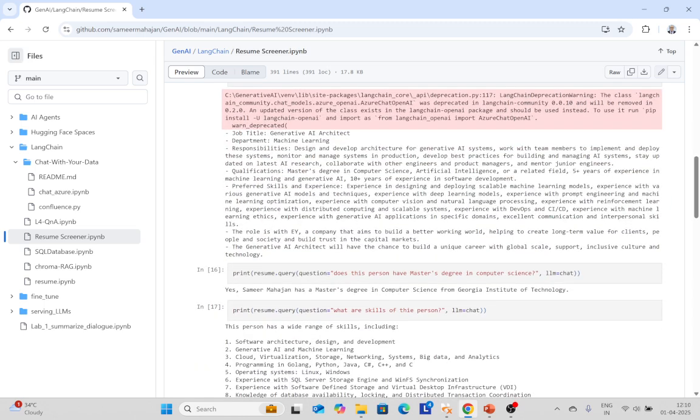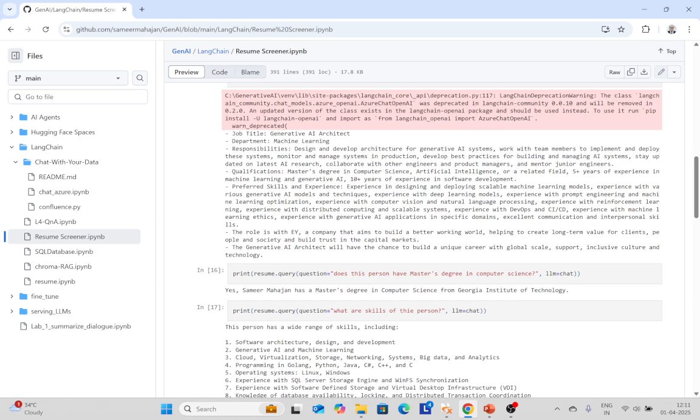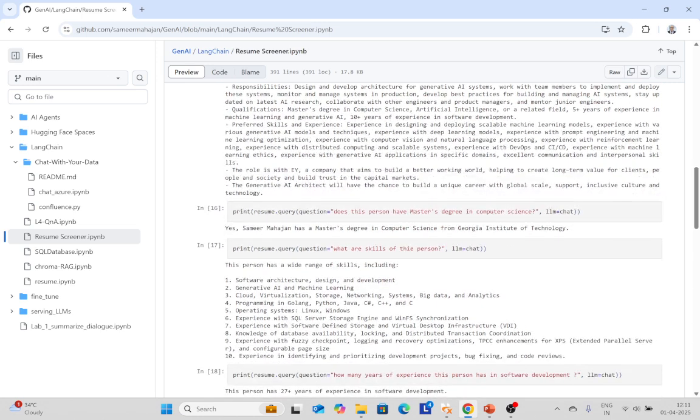Now what do I see from this? Maybe this job needs a master's degree. So a simple thing I can do is ask, does this person have a master's degree in computer science? Because that is one of the requirements; the qualification says master's degree in computer science. This is my resume. It says yes. Not only did it say yes, it says he has a master's degree in computer science from Georgia Institute of Technology, which is where I did my MS.